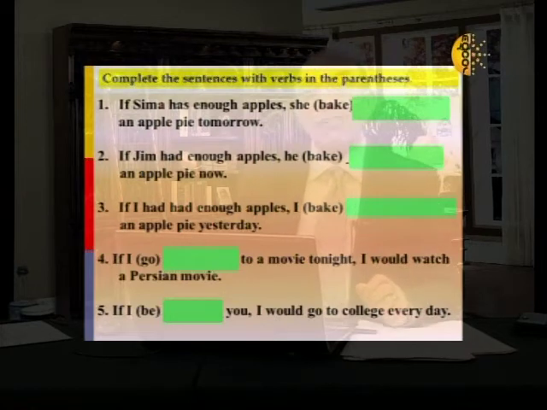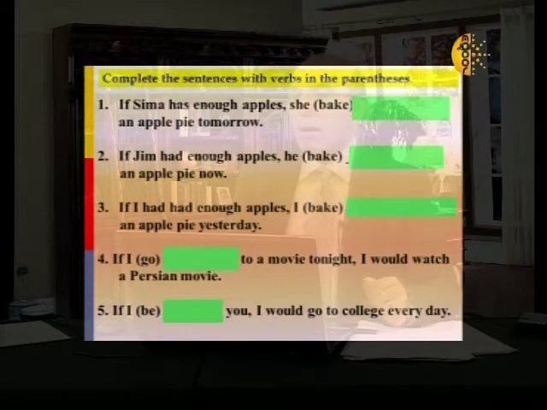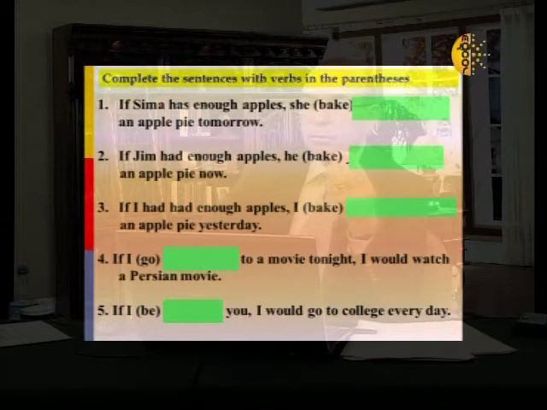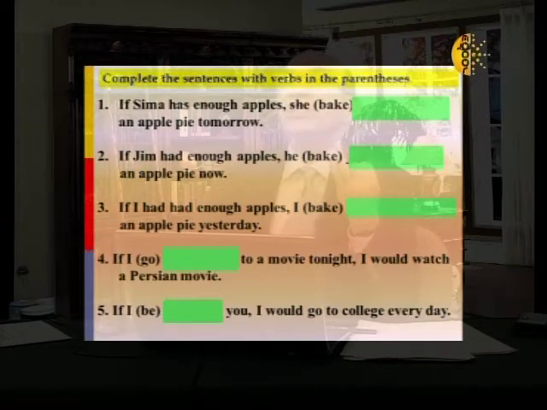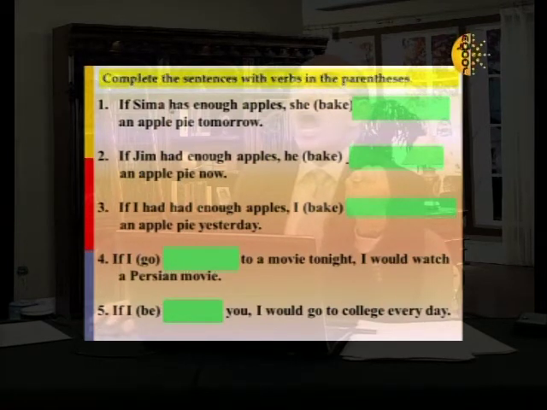If Sima has enough apples, she blank an apple pie tomorrow. Now, I want you to come up with the correct form here. Do you say, Sima will bake an apple pie? Sima would bake an apple pie? Or Sima would have baked an apple pie? Which one is the correct answer? Which of these three variations is possible here? You need to look at both sides of the sentence.